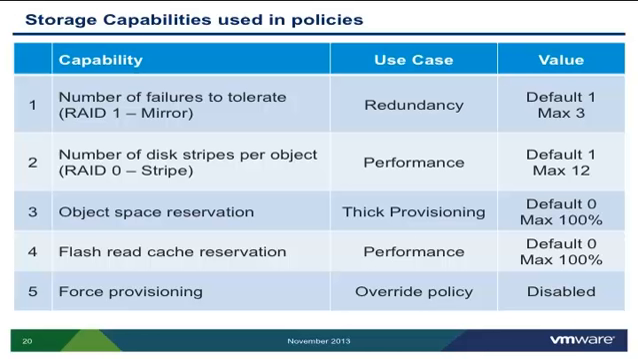Number of disk stripes. So that's basically a stripe width of your VMDK across multiple spinning disks. Object space reservation. By default, everything that we deploy on vSAN, all your virtual machines, are thinly provisioned. What object space reservation gives you is thickness. So if you really wanted to provision some space up front for your virtual machine, that's what that policy setting does. Flash read cache reservation.